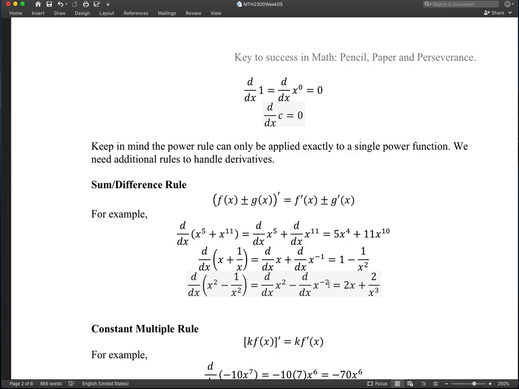Bring down this negative 2 as a coefficient, but there's another minus in the front, so I do have plus 2. Then decrease this negative 2 by 1. That turns to be x to the negative 3, which means x cubed in the denominator. That's the derivative. Sum and difference rule together.